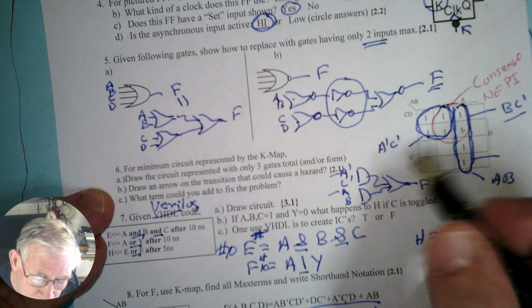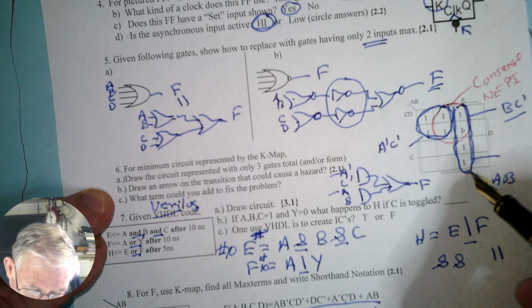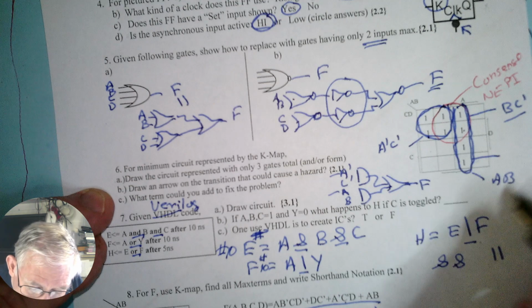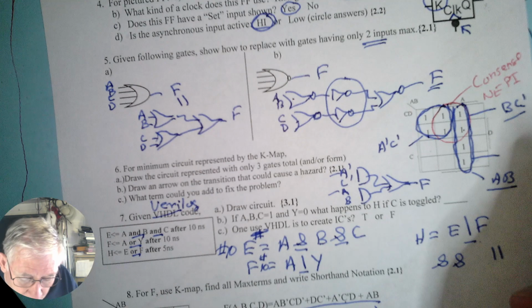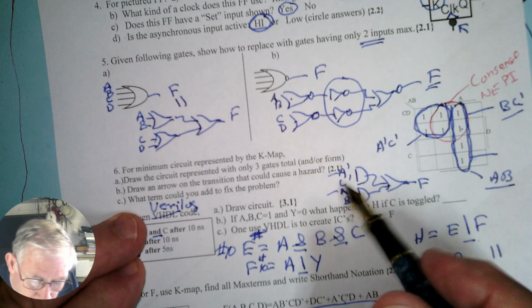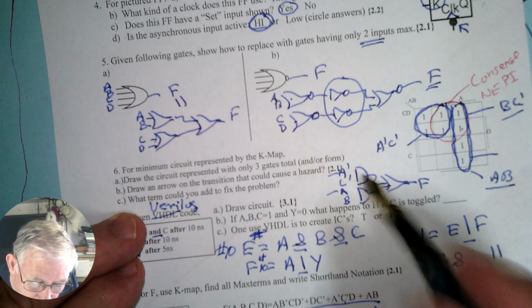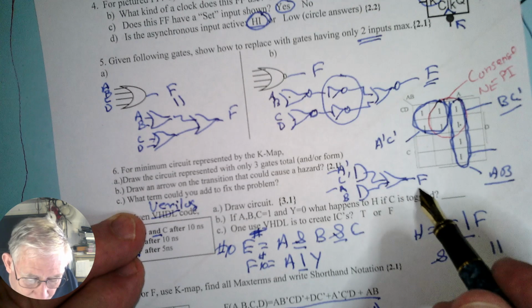This group of 4 is A prime C prime. This group of 4 is AB. And this red group is BC prime. So we don't need the BC prime. So our standard solution would be A prime C prime into one AND gate, A, B into the other AND gate, and both going into an output OR gate to give us F.